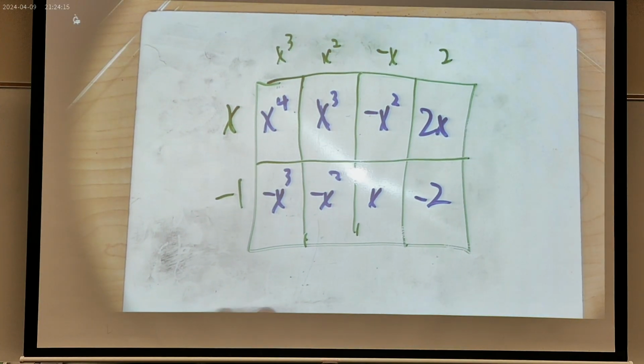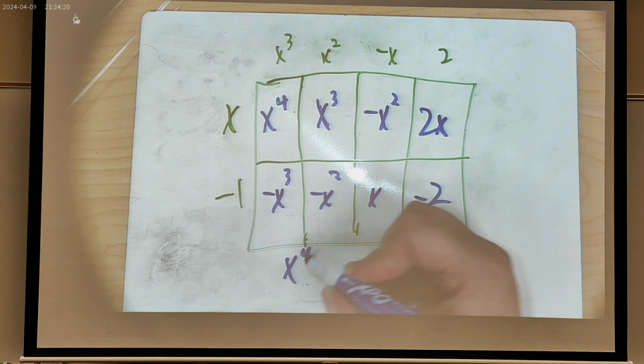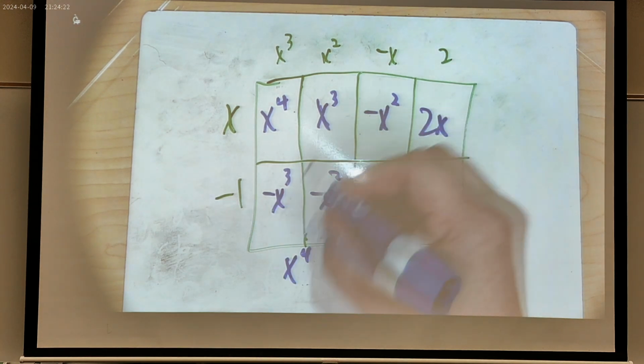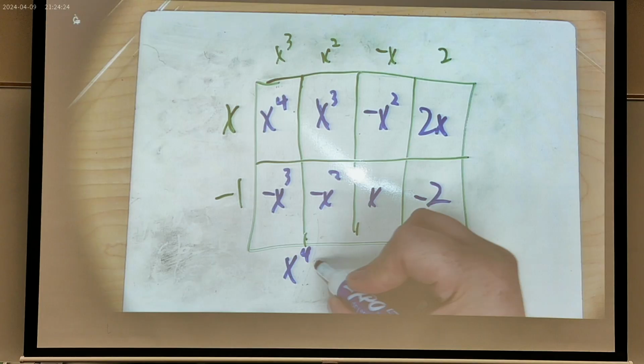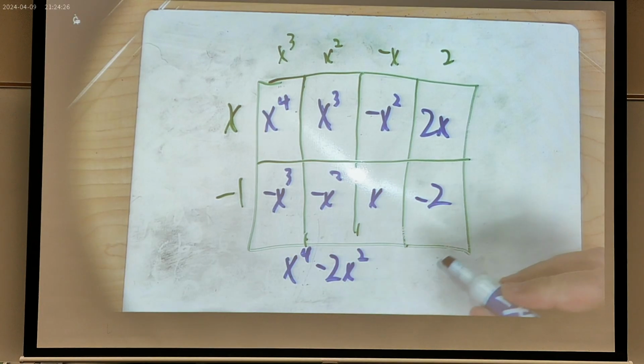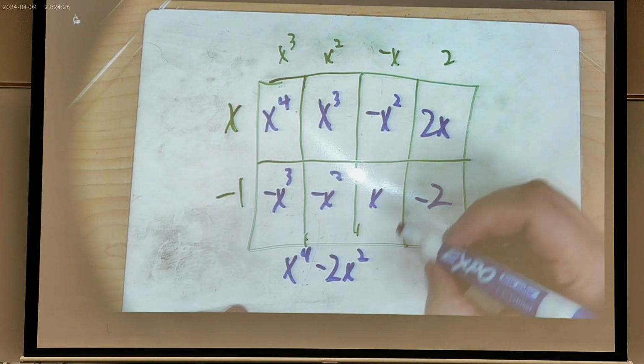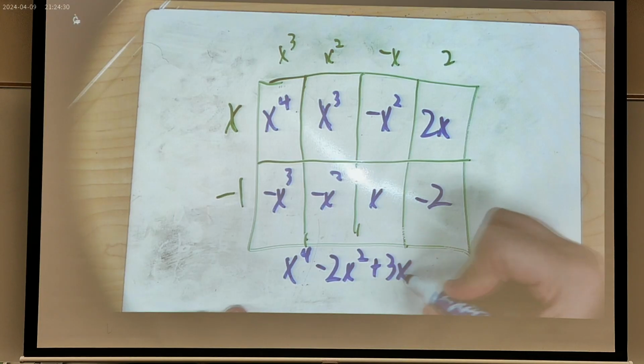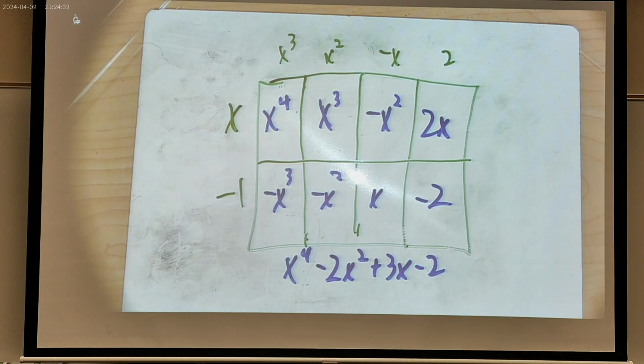All right. Now all I have to do is combine all the like terms. Gives me x to the 4. These x to the third cancel out. Minus 2x squared. X and 2x become 3x, and then minus 2. So may have lost an x cubed, but we got everything else here. So it's x to the fourth minus 2x squared plus 3x minus 2.